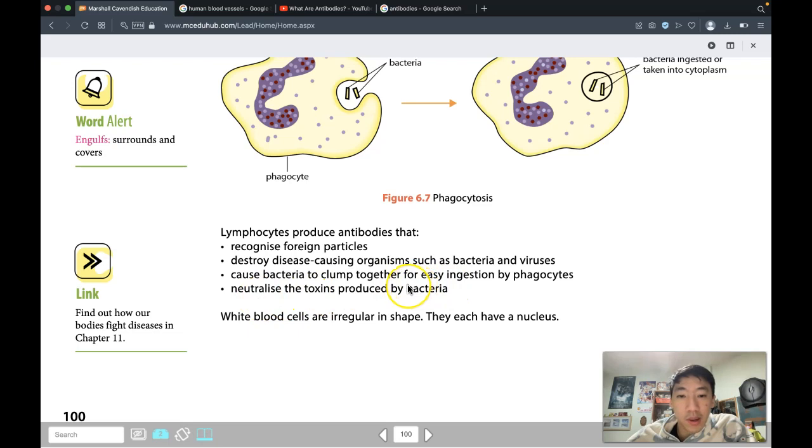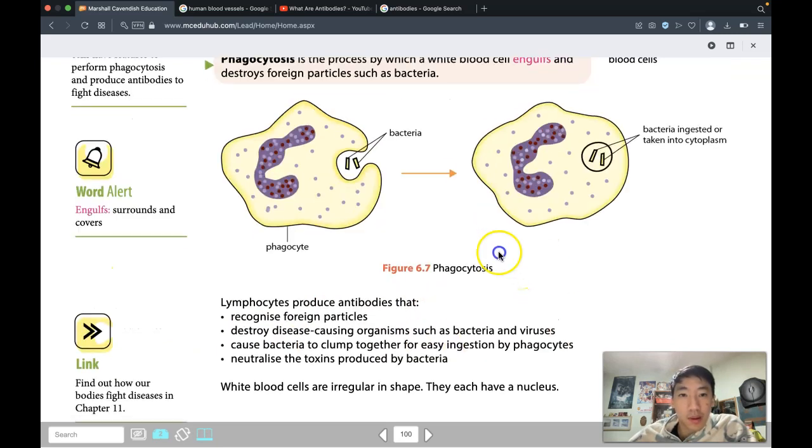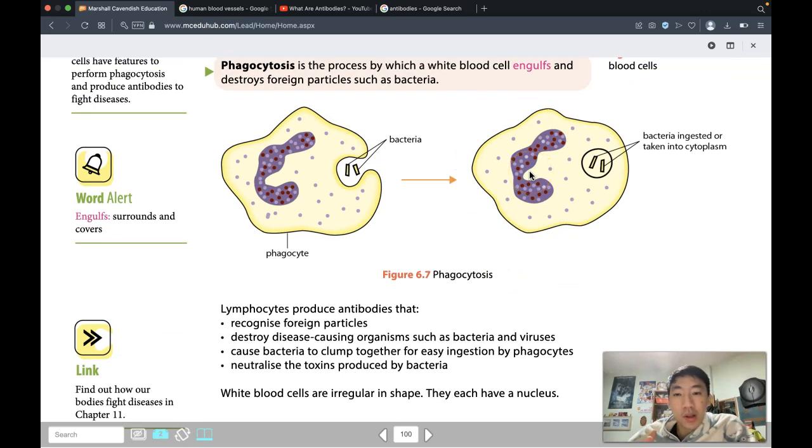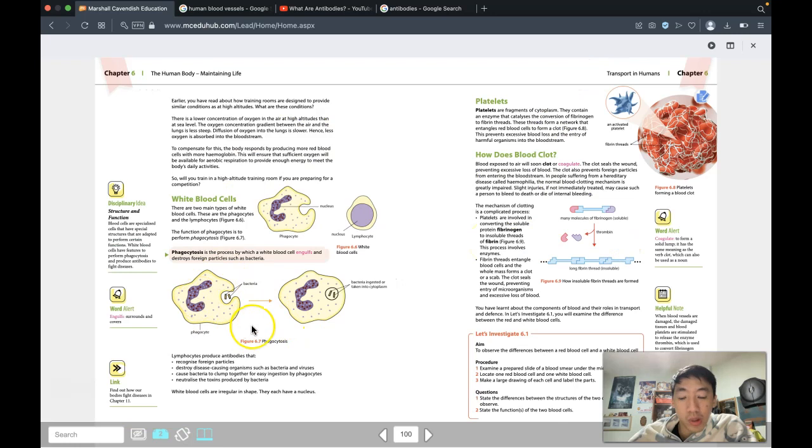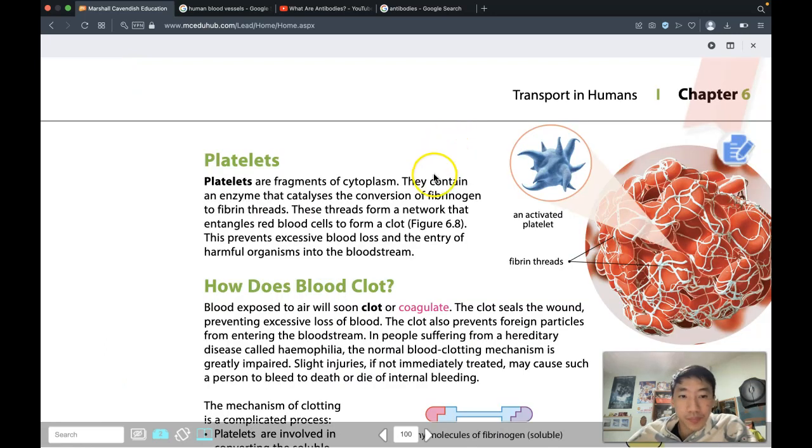Okay, so bacteria can produce some toxins. The lymphocytes will produce antibodies that target those toxins, and those will neutralize those toxins. Now, white blood cells are irregular in shape. They have a nucleus, unlike the red blood cells. White blood cells have an even shorter lifespan compared to red blood cells because they are fighting all the time. Okay, so because of this high energy demanding job, they tend to die pretty quickly, even more quickly than the red blood cells.